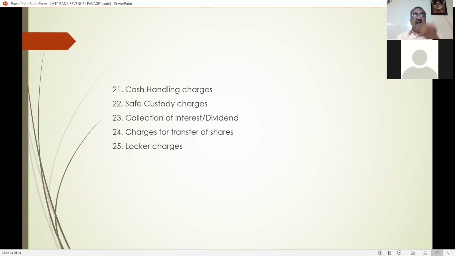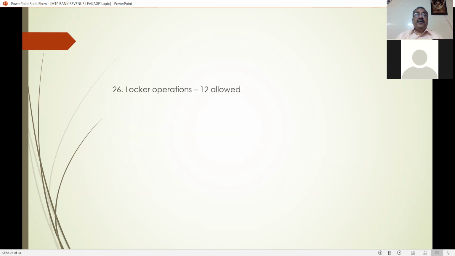They collect the same from the party, and that is given credit to the P&L account. And for the locker, only 12 operations are allowed. This is a rule. You are allowed to go daily and operate the locker daily, but as per now, only 12 operations are allowed. If the key is lost, the bankers collect from the customer as the break open key concept.